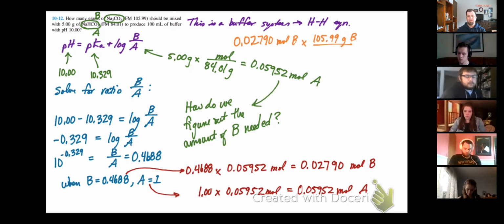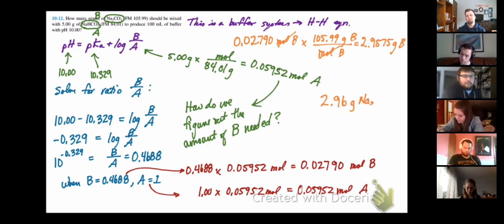So now what did I do? I used that number of moles. I multiplied by the formula mass. We end up with 2.96 grams of disodium carbonate.